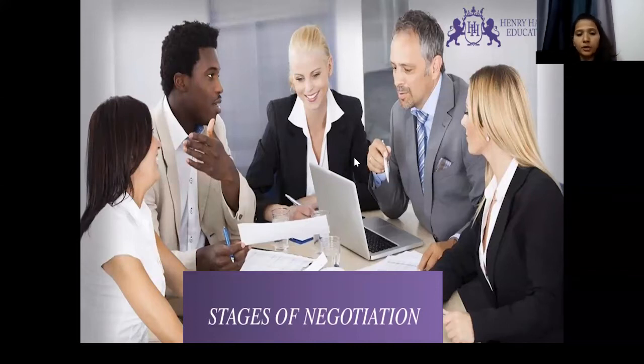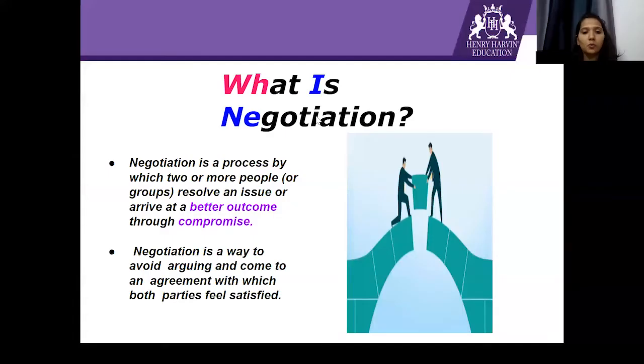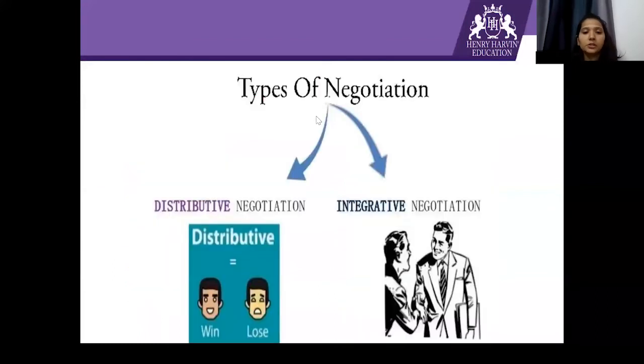So before you are going to negotiate, you will go ahead and plan, right? So how am I going to plan my negotiation? So basically I need to stick to what I want, right? So what do you want to stick with? So types of negotiation, one is the distributive and one is the integrative negotiation. So what do you mean by distributive and what do you mean by integrative?